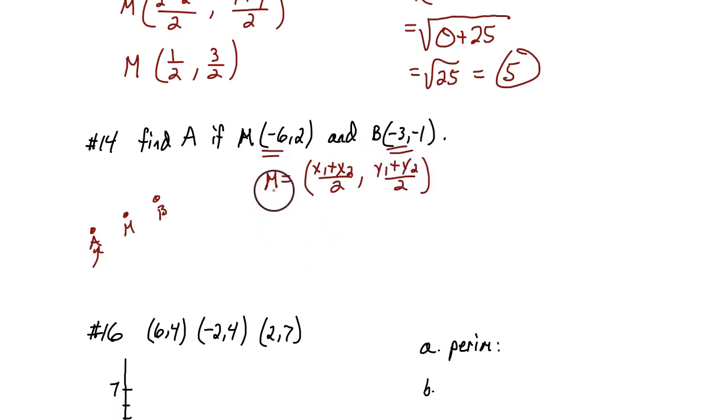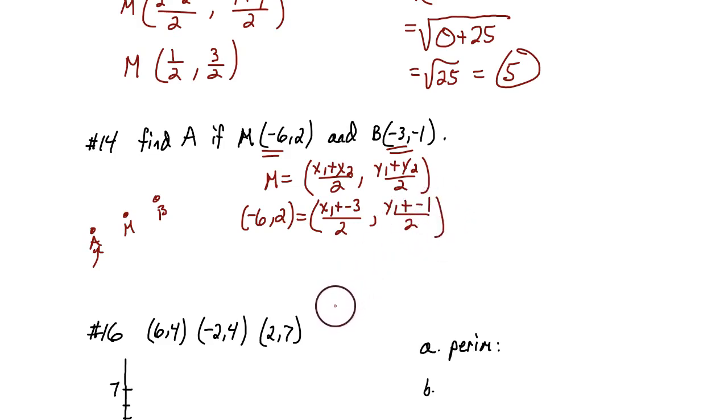Now let's substitute. We actually know what the midpoint is. We can put in -6, 2. And over here, we don't know what x1 is because that would be the x-coordinate of point A. That's the one that's missing. But we do know what x2 is. It's a -3. We don't know what y1 is, but we do know that y2 is -1.